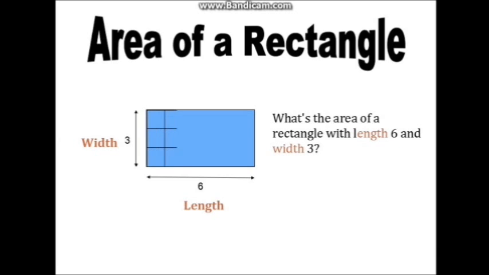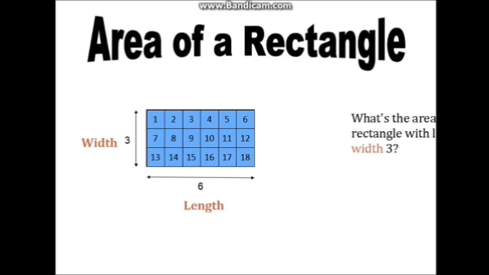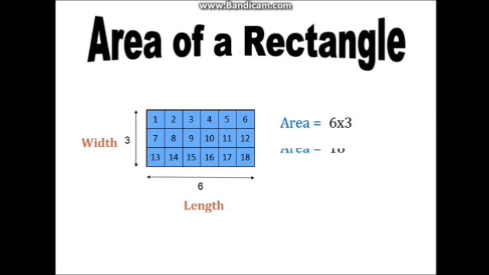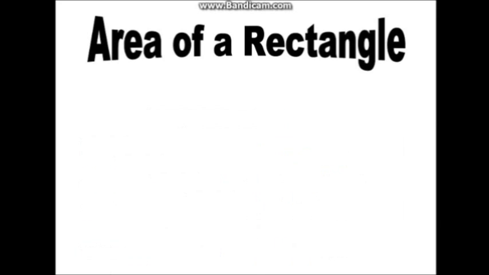The area of this rectangle is 18 because we can fit 18 unit squares inside. Another way to calculate the area of this rectangle is to multiply the length and the width. That's 6 times 3, which gives you the same answer of 18. The area of a rectangle is L times W.